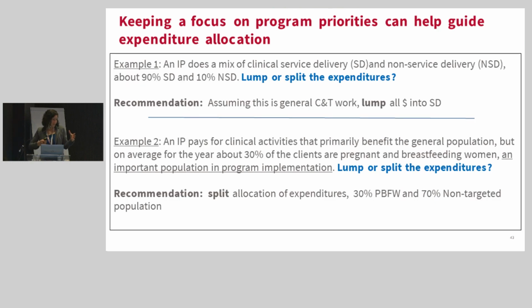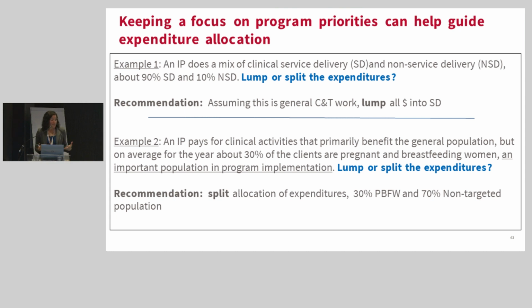So we can look at a couple of examples related to that balance between grouping or splitting, remembering that there are no hard and fast rules for this, and these are just recommendations. So in example one, we can consider a partner that implements a mix of service delivery and non-service delivery approaches for their care and treatment program, with about 10% of their activities estimated to be non-service delivery.